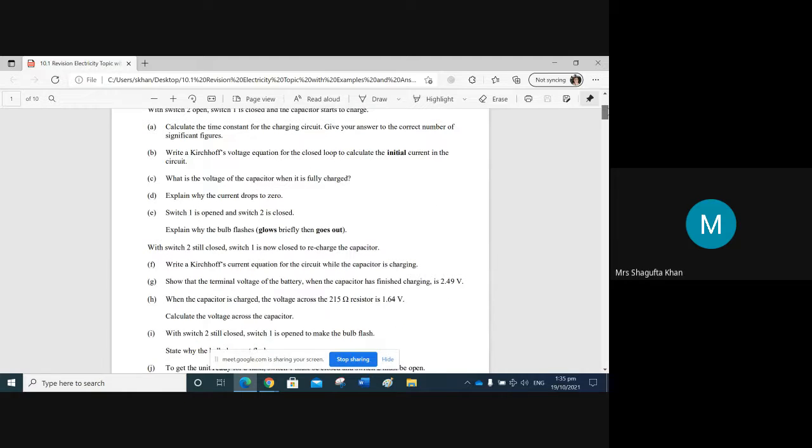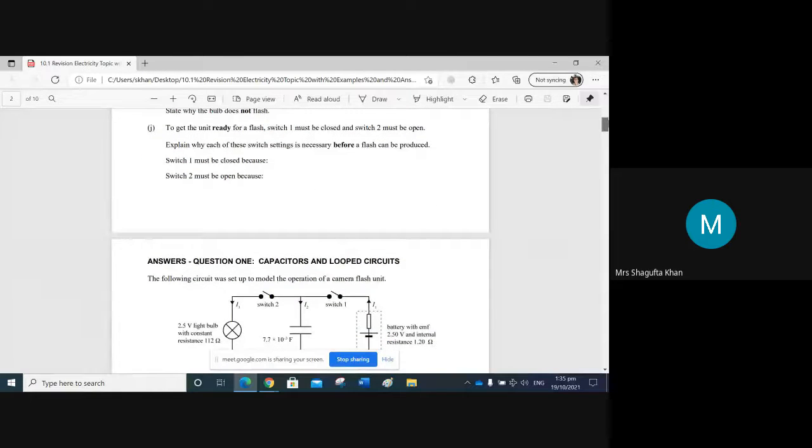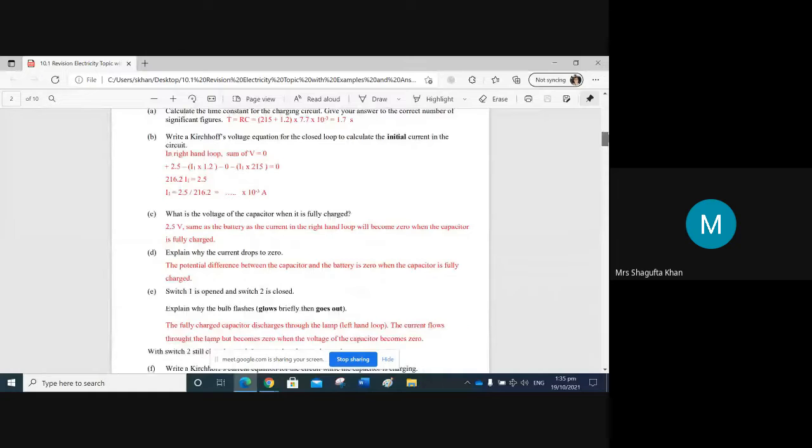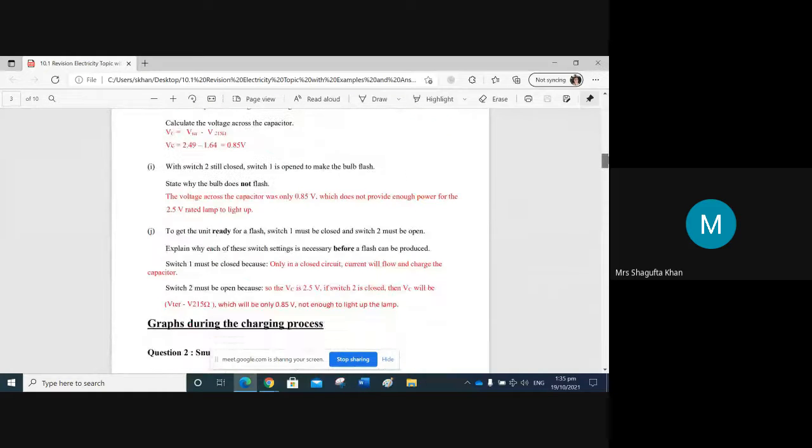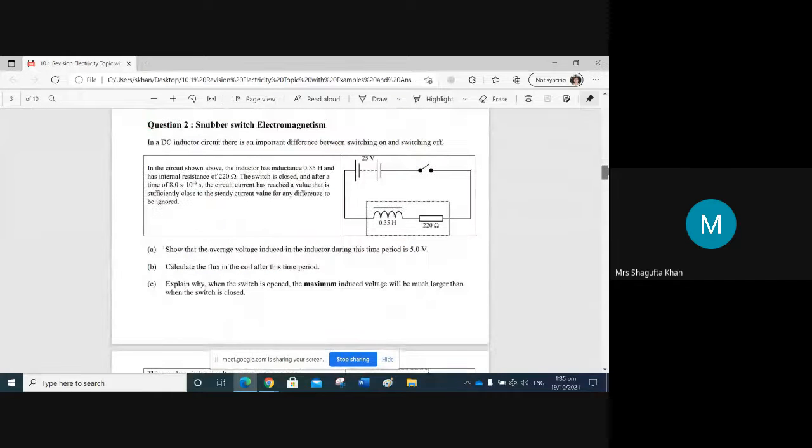So I'm not going through the detail of each and every bit, but the answers are there, so you can go through them in your own time. Another question, about electromagnetism, is: what is an inductor? So this question is about an inductor.